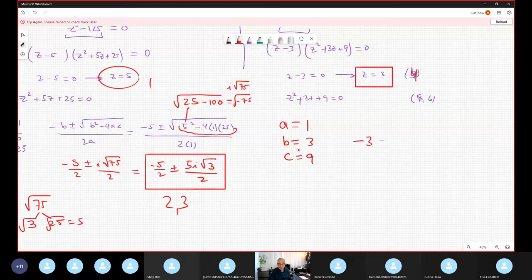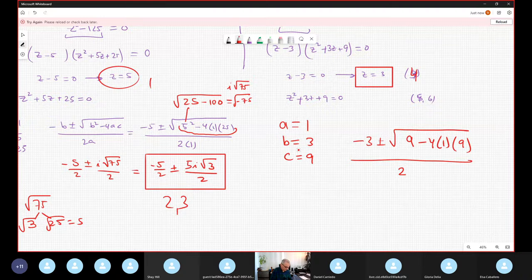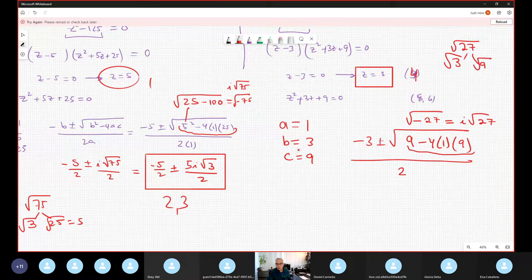It's minus 3 plus or minus the square root of 9, which is the square, minus 4 multiplied by 1 multiplied by 9, divided by 2 times 1, which is 2. So it's 9 minus 36. B is 3, squared is 9. 9 minus 36, okay, 4 times 9 is 36. So the expression inside gives me minus 27. And the square root of minus 27 is i radical 27. But we can simplify because 27 divided by 3 is 9, and the square root of 27 is the square root of 9, which is 3. So actually it's 3i radical 3.